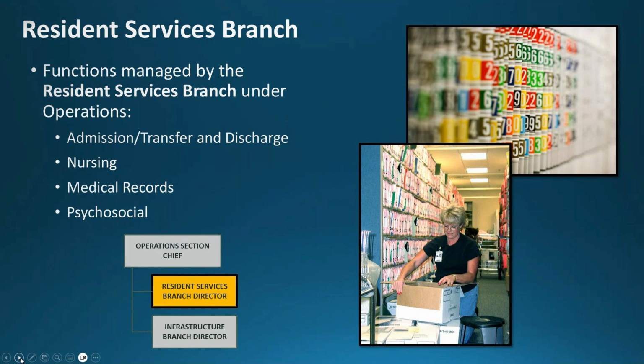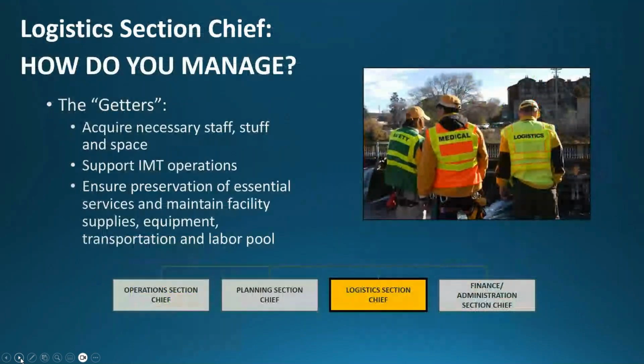So you can see how in an operation, especially in evacuation, this is going to be the folks where you need more staff to be able to assist with that. And so typically people in that branch would come from admissions, nursing, medical records, and then they'll also have to factor in caring for the psychosocial needs of the residents during the disaster.